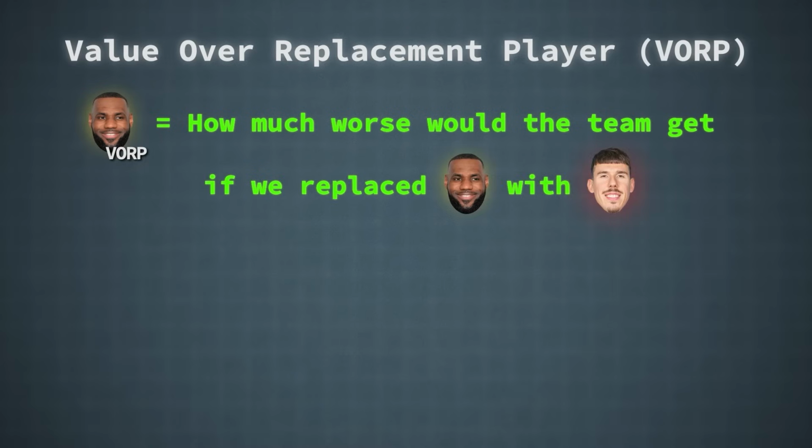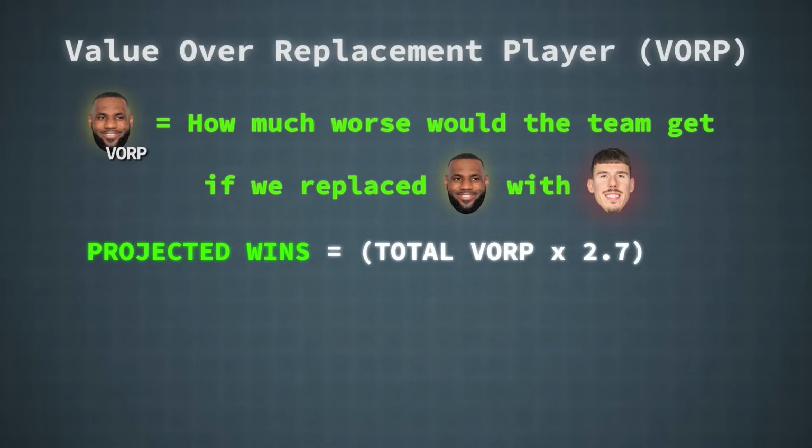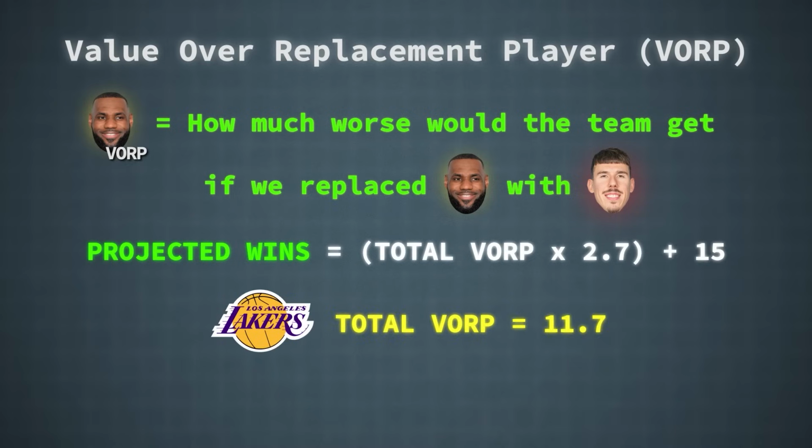VORP is very useful because we can use it to estimate the wins of the team across a full 82-game season by adding up the VORP of each player, multiplying it by 2.7, and adding 15. Applying this formula to the Los Angeles Lakers last season would have predicted them to win 47 games, and in reality they won 50, so it's a pretty accurate prediction.